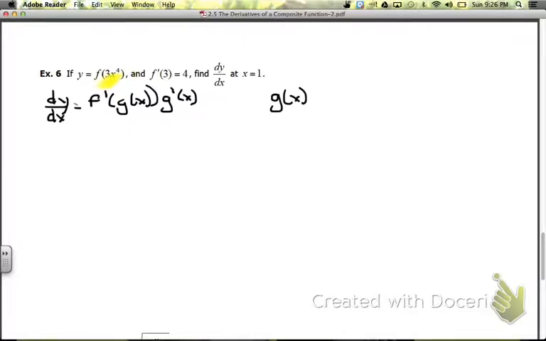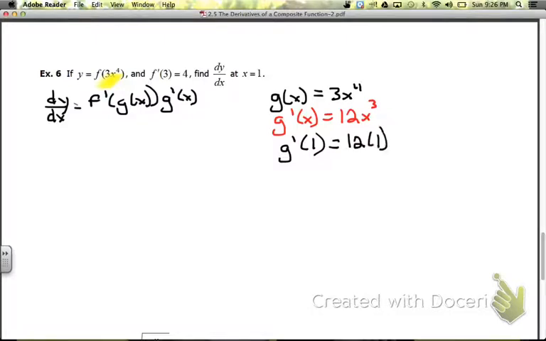So my g of x is equal to 3x to the power of 4. So let's take the derivative of my g of x. The derivative of g of x, so g prime of x, is going to be equal to 12x cubed. Now, since I want to know at x equals 1, let's look at what the value of my derivative at 1 is. So I just sub in 1 there, and I get 12.